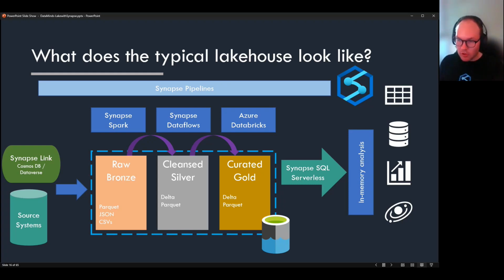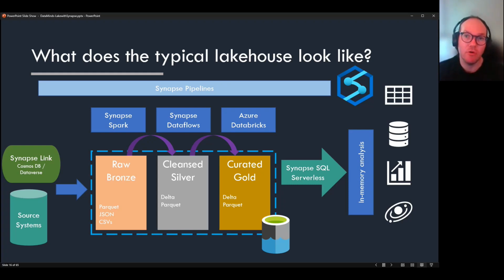And so then the question is, okay, we've got this data in gold. We've got dims and facts. How do we serve that out to users? If we're in the Synapse world, Synapse SQL Serverless is a great way to serve that.